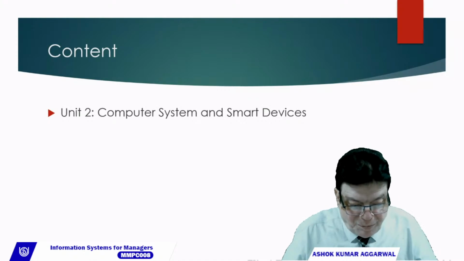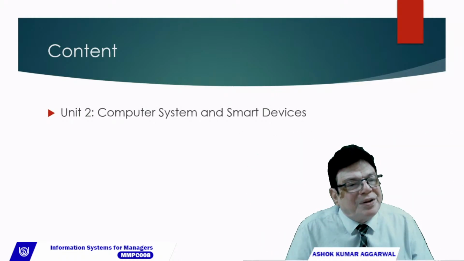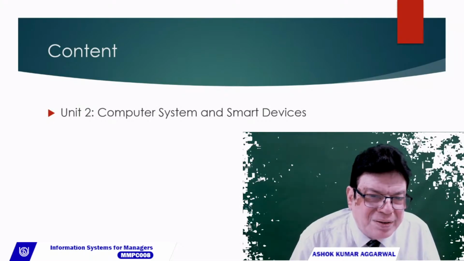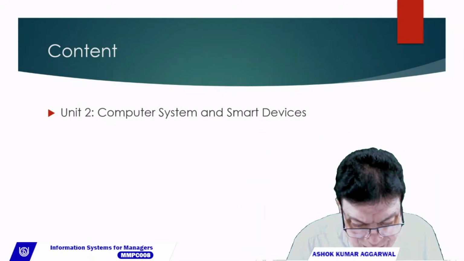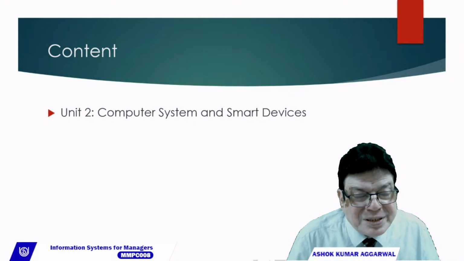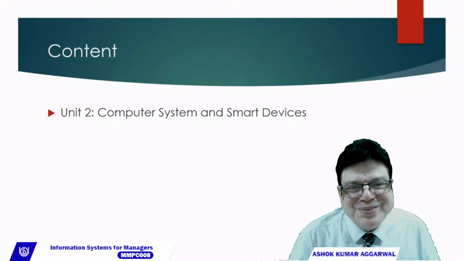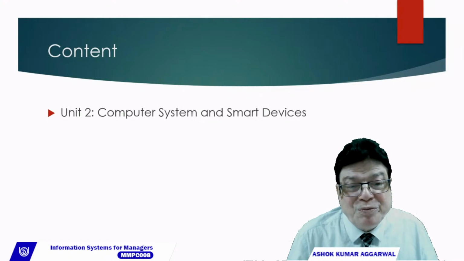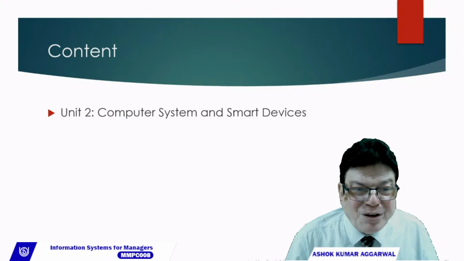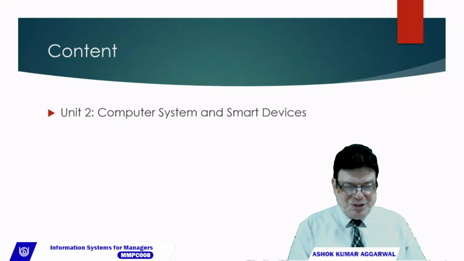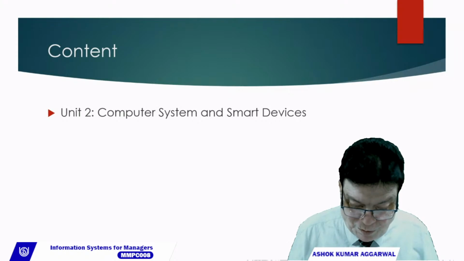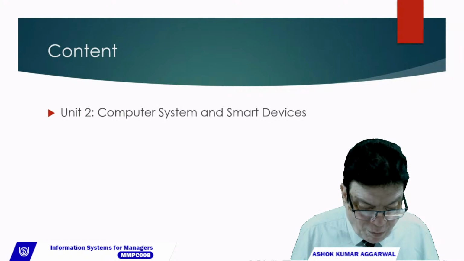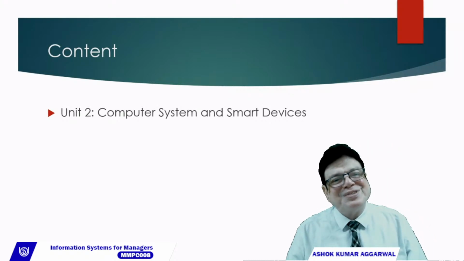A computer system comprises hardware, software, and networks. You must have seen that they say it is a hardware problem, it is a software problem. Engineers, those who know about information technology and computers, talk in this language. They work together to process, store, and retrieve data. It is the backbone of modern information systems.